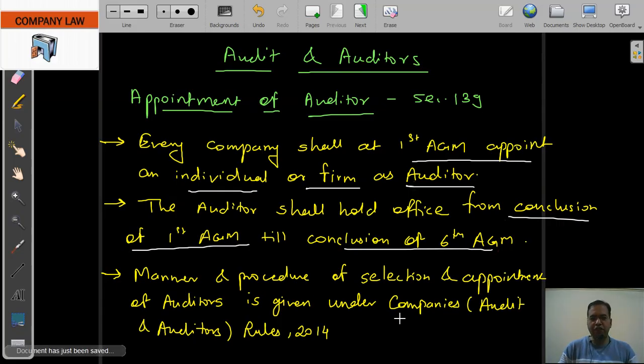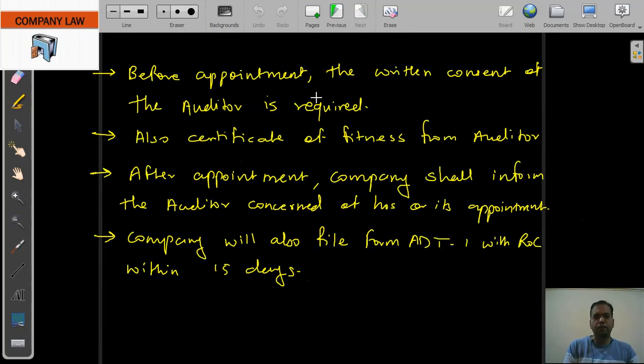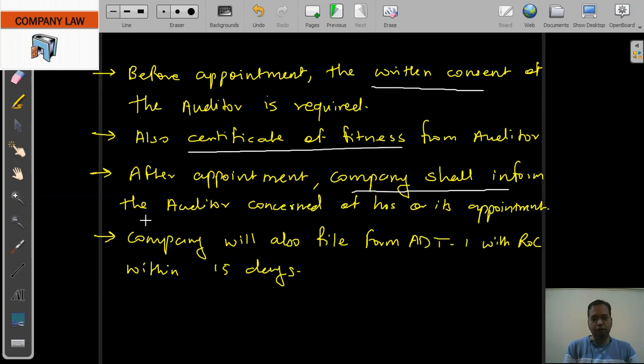The manner of appointment is given under the Companies (Audit and Auditors) Rules, 2014. Before appointment, the written consent will be required from the auditor. Also, the certificate of fitness will be required from the auditor that the individual or the firm is fit enough to be appointed as the auditor. After appointment, the company shall inform the auditor about its appointment. The company will have to make the communication by filing Form ADT-1 to the ROC. So this much we have completed.